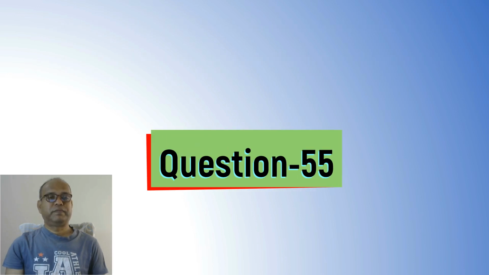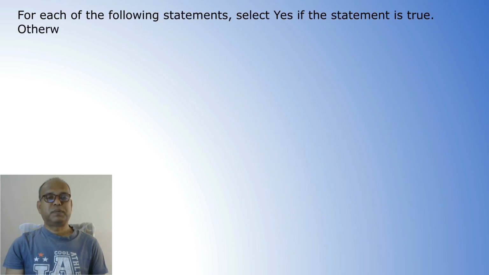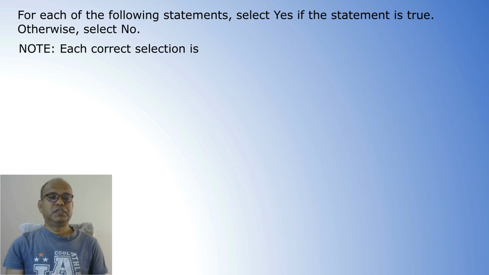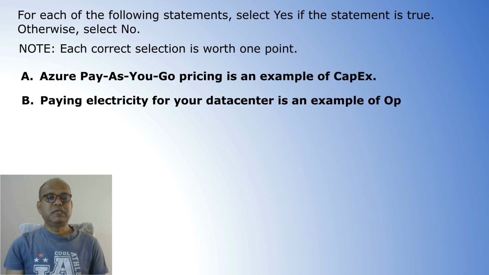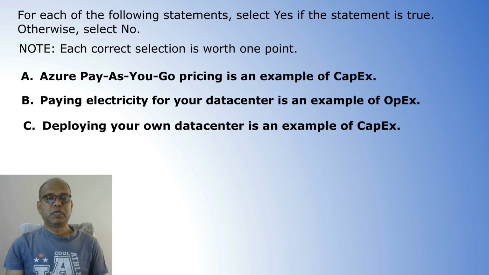Question number 55. For each of the following statements, select yes if the statement is true. Otherwise, select no. Note, each correct selection is worth 1 point. Option A. Azure pay-as-you-go pricing is an example of CapEx. Option B. Paying electricity for your data center is an example of OpEx. Option C. Deploying your own data center is an example of CapEx.